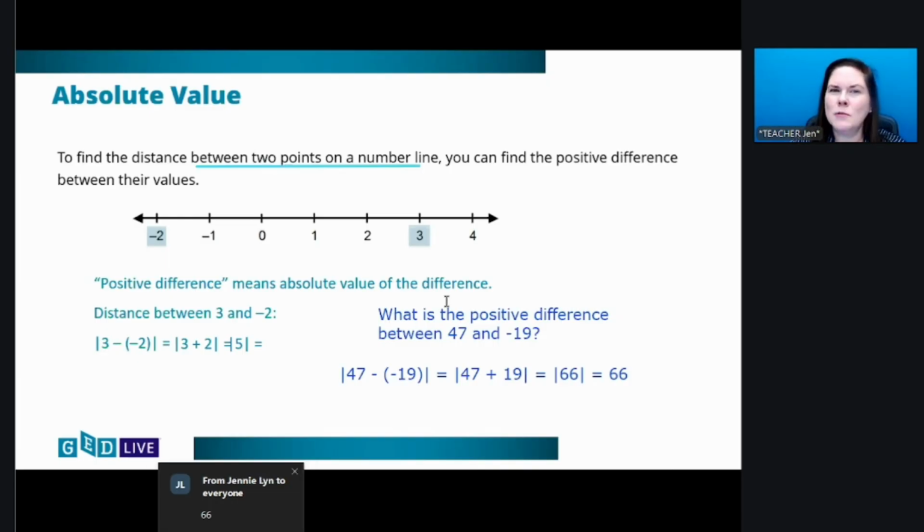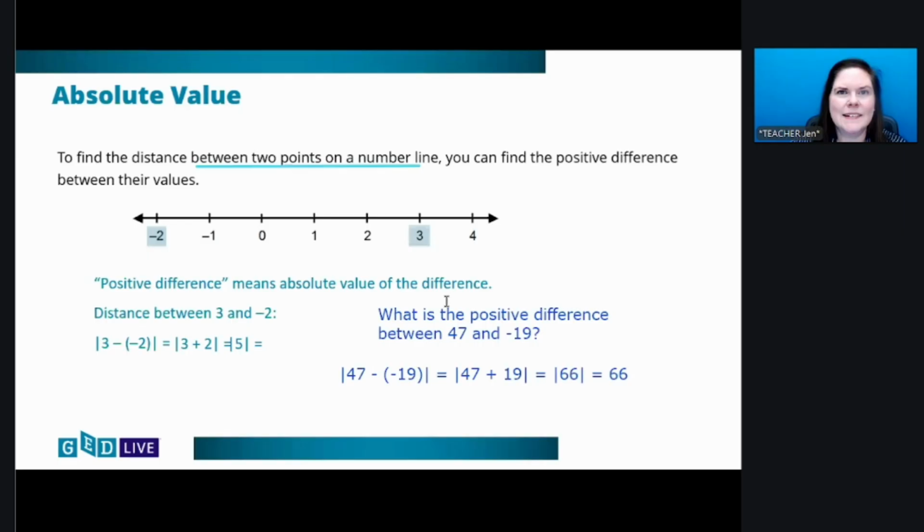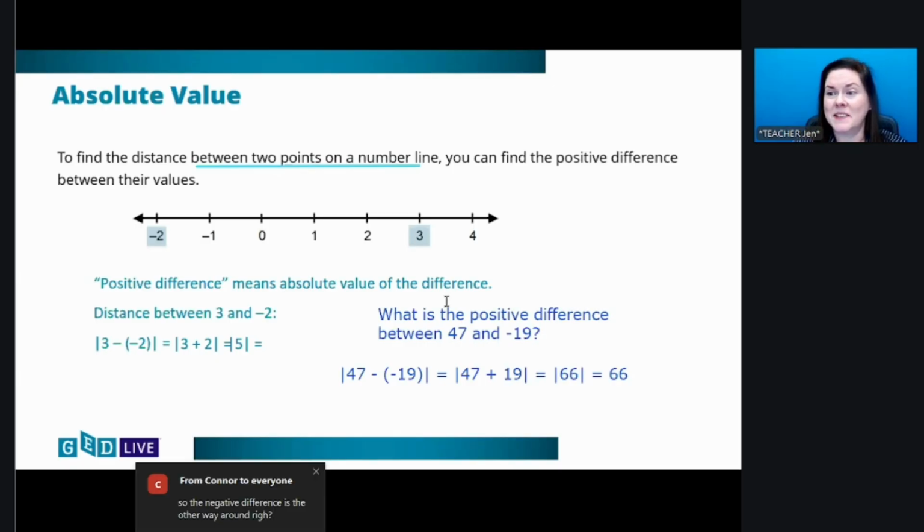You can see that counting from 47 down to -19 isn't as easy as counting from like 3 down to -2, sure. So here's the way to find the difference between two numbers on the number line, taking the absolute value of the positive difference.